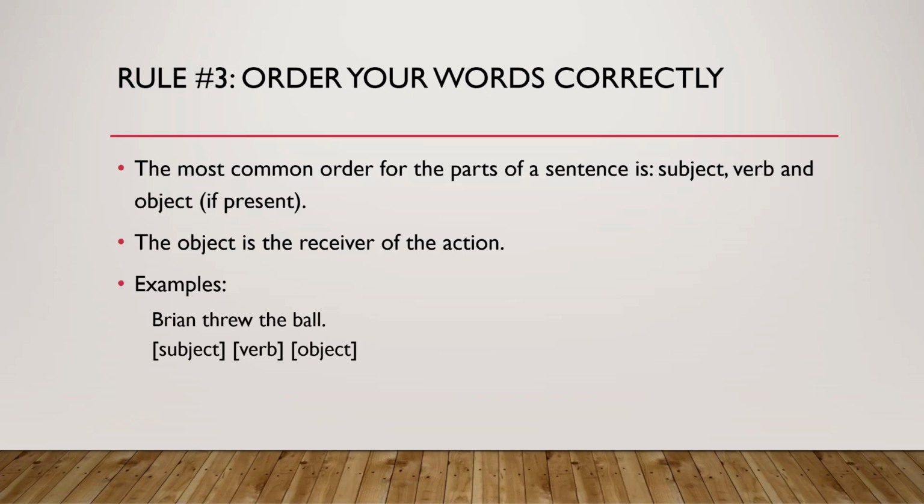Rule number 3, order your words correctly. The most common order for parts of a sentence is subject, verb, and object if present. The object is the receiver of the action. So examples would be Brian threw the ball. Brian is the subject, threw is the verb, and the ball is the object.